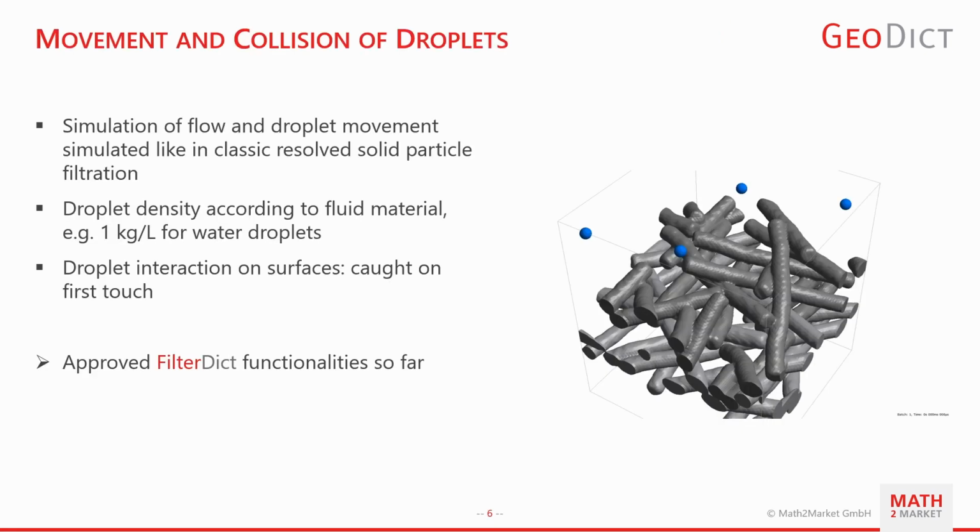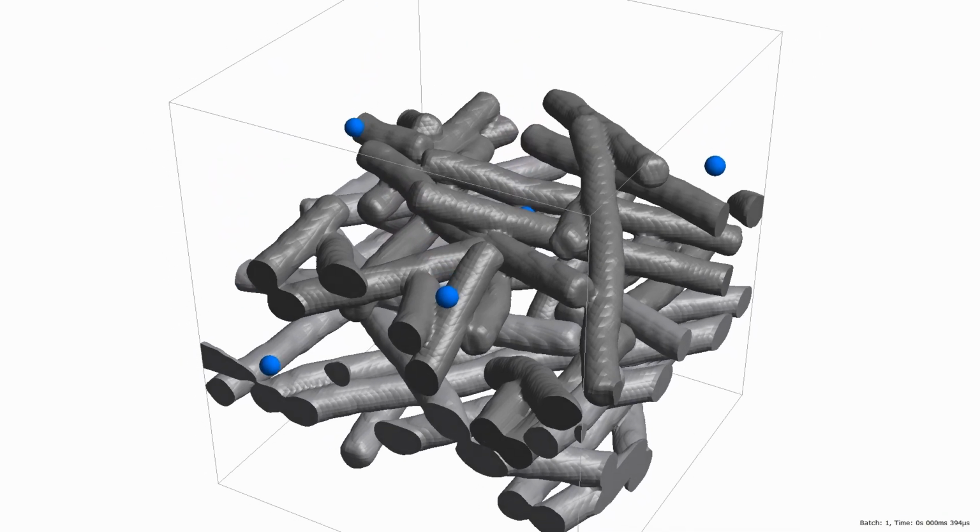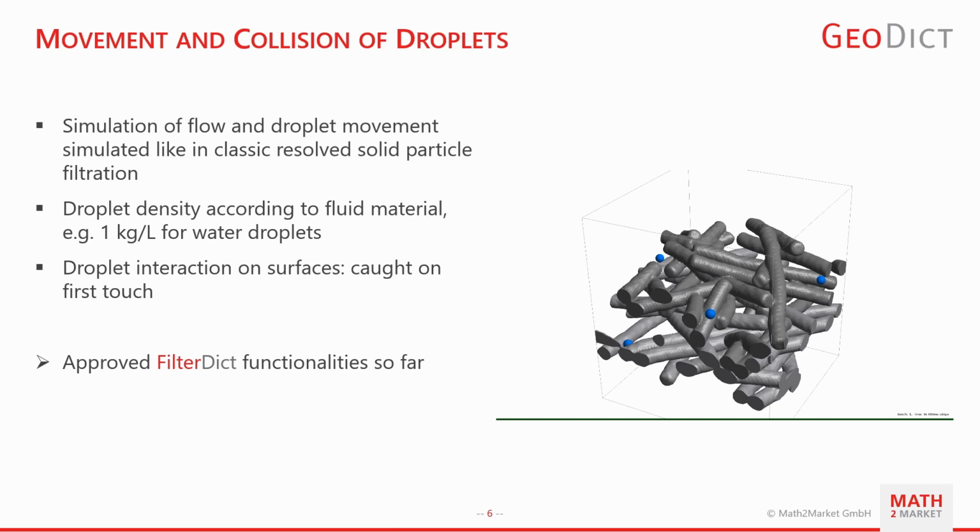Here you can see how we do our simulation of droplets. Basically, we'll just do a classic FilterDict simulation as if we had resolved solid particles, but we will simply change the droplet density according to the fluid material. For example, if we have water droplets, we will change it to 1 kilogram per liter, and we will change the droplet interaction on surfaces to the option caught on first touch. It looks like this here. Our particles move with the flow and will be trapped on the fibers immediately.